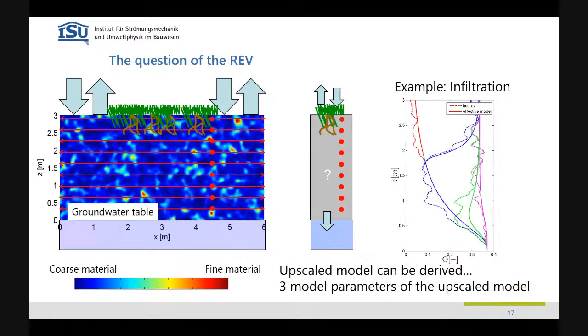So now my toy problem is a 2-dimensional problem. And I have here a heterogeneous parameter field. In blue is coarse material, in red is fine material. Roughly speaking, here's the structure. And I have, again, a groundwater table, and then I have inflow and outflow over the top. And I know it all perfectly well.